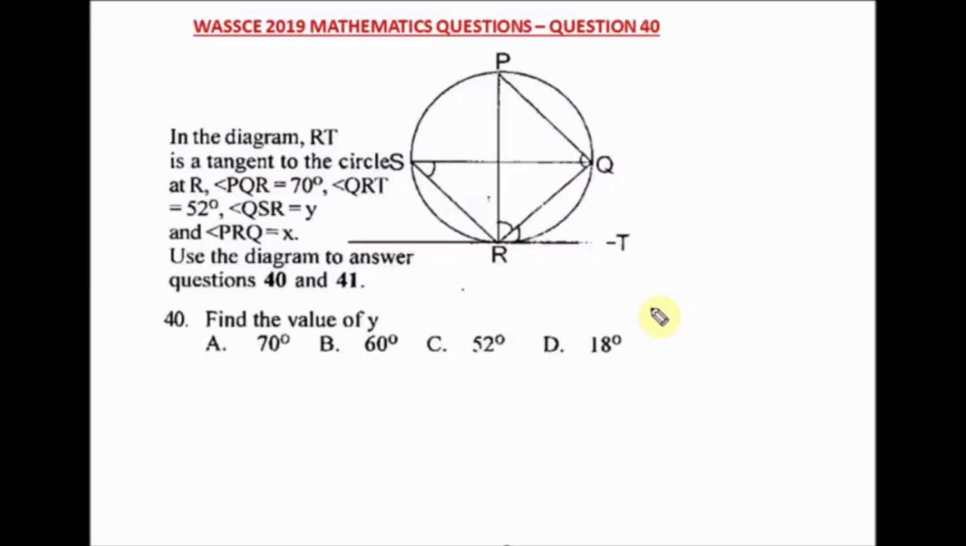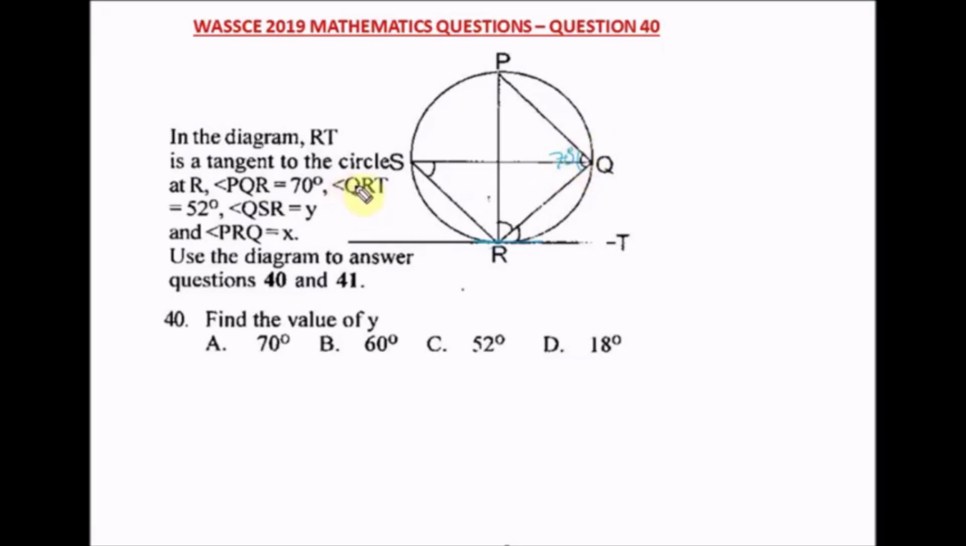Question 40 of the WASSCE 2019 mathematics past question, which is your WAEC 2019 past question. It says, in the diagram, RT is a tangent to the circle at R. Angle PQR is equal to 70. This angle here is 70.